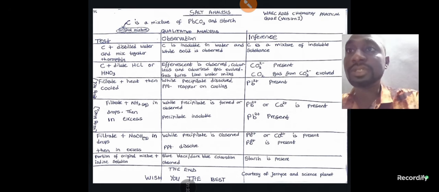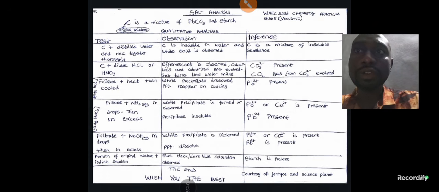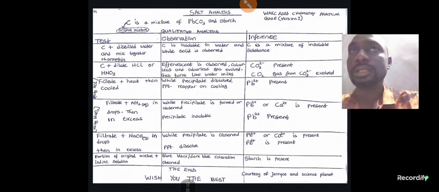So you bring your sample C, which is already a mixture of what? Lead trioxocarbonate and starch. And students, remember, you're not going to know the salt. The examiners, which is WAEC, call the salt sample C. It is only your teacher that will know what the salt is. But here I'm giving you the exposé already. So the salt is what? Lead trioxocarbonate and starch.